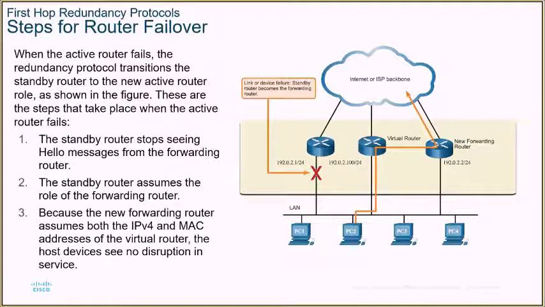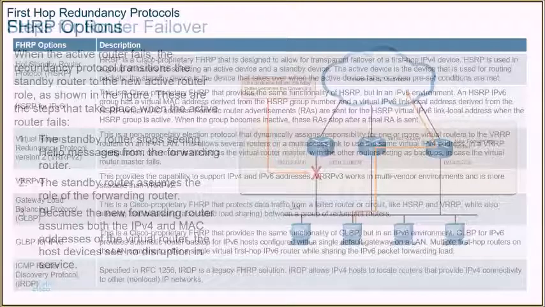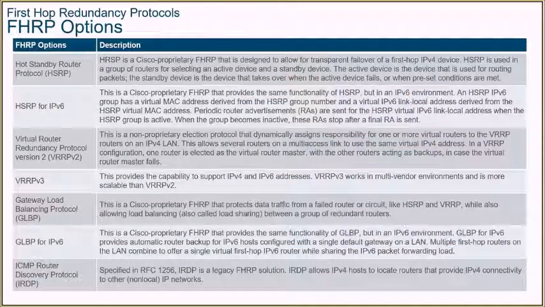These are the steps that take place when the active router fails. So the standby router stops seeing hello messages from the forwarding router. So of course they need to keep track of one another to make sure that they're still going. The standby router assumes the role of the forwarding router. Because the new forwarding router assumes both the IPv4 and MAC address of the virtual router, the host devices see no disruption in service. Well, they might see a little bit, may not detect it instantly, but there might be a slight pause, but it will fix itself automatically.